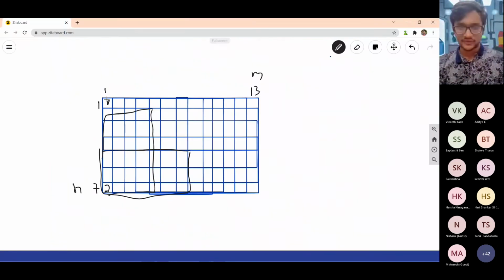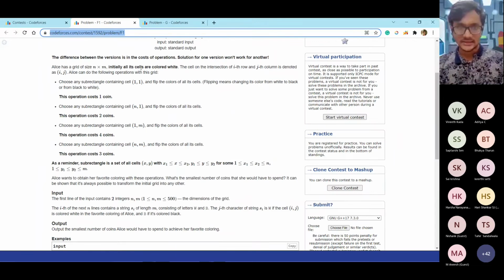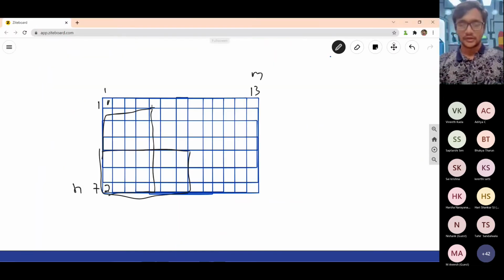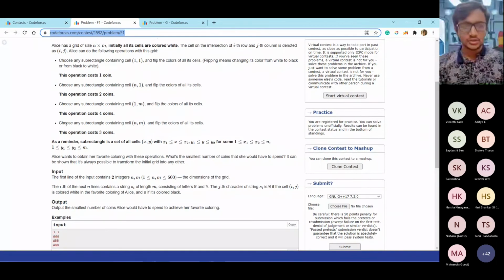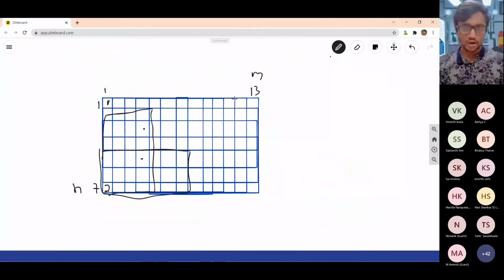Flipping the color means that if it is all white, and initially the grid is all white, you will change it to all black. Suppose only this and this one are black, and you choose this particular subrectangle, then they would convert to white while all else would convert to black. This operation would take 2 coins, and there is another operation: choose any subrectangle that contains the cell (1, m). So (1, m) would be this particular cell, and this would cost 4 coins.